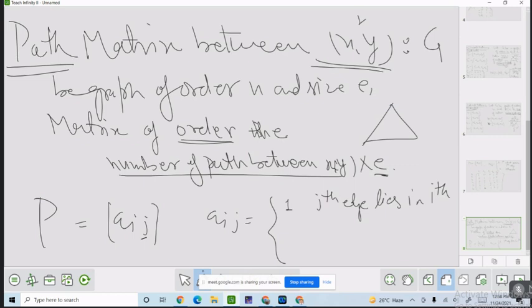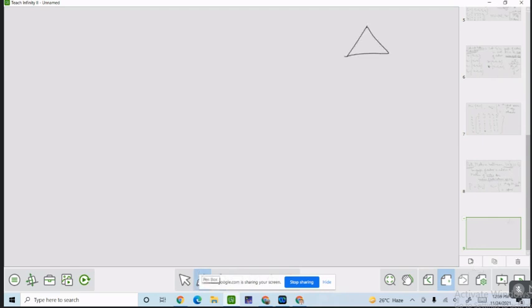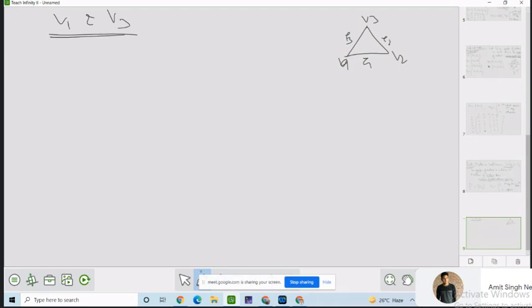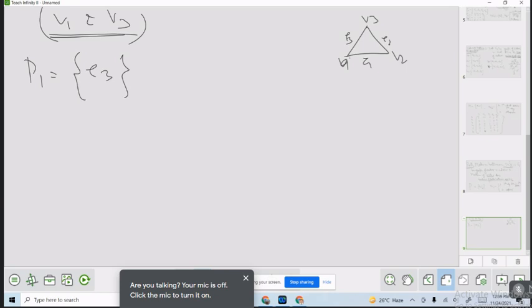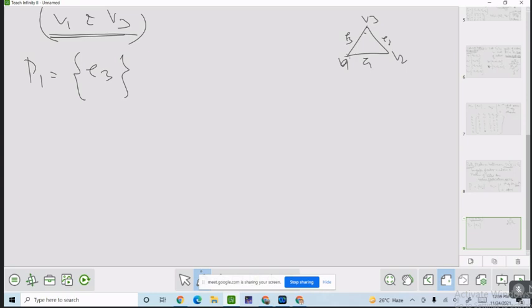Okay, so I'm taking an example again, this one. It is v1, v2, v3 with edges e1, e2, e3. So first of all, what will you do? We have to find the path matrix between V1 and V3. Okay, the first path is E3. We can go directly from V1 to V3. And the second path is this one, which contains E1 and E2.